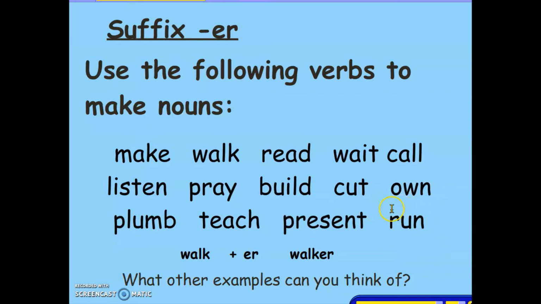Other verbs, such as run, you need to double the consonant, because it ends in a vowel and a consonant, and the last syllable is stressed. Have a try at doing these in your book now. Turn the verbs into the nouns using the suffix and your special spelling rules. As a challenge, what other examples could you think of? Pause the video now while you complete the task and then press play when you're ready for your next.